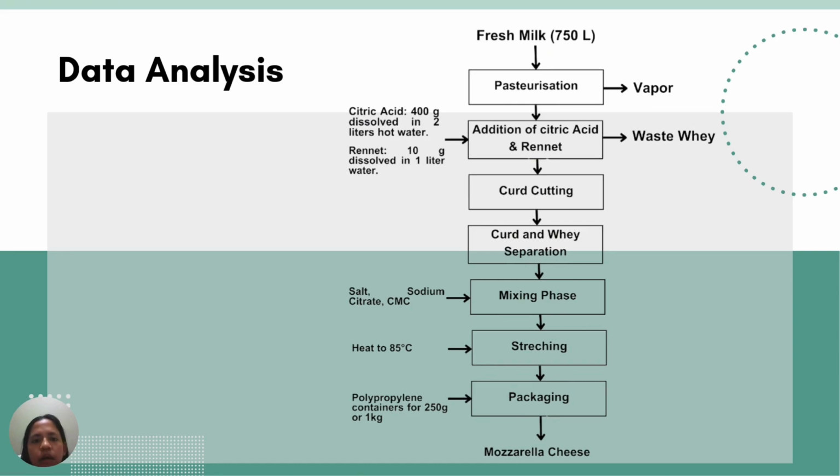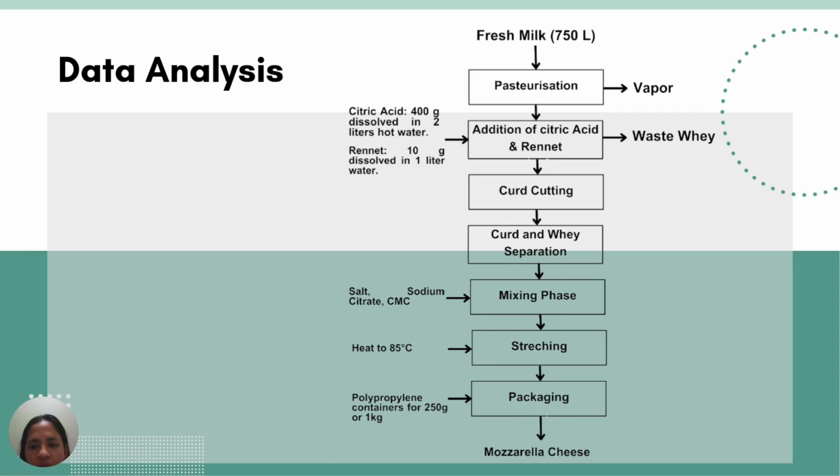Along with the milk, additives like citric acid, 100 grams dissolved in 2 liters of hot water, and salt and microbial rennet, 10 grams dissolved in 1 liter of water, are essential. The rennet is important because it aids in the coagulation of the milk. And then the output is the whey.